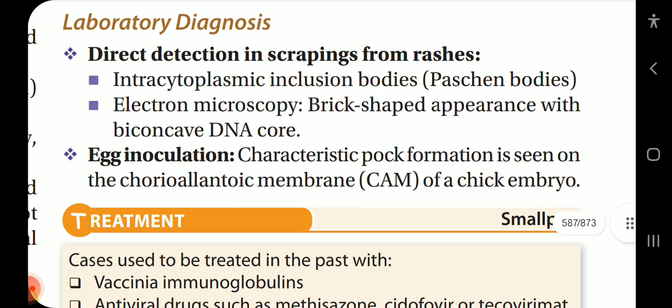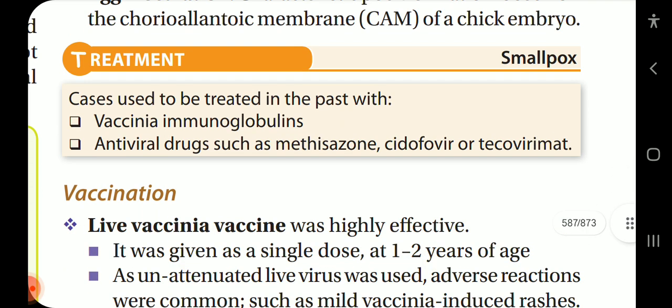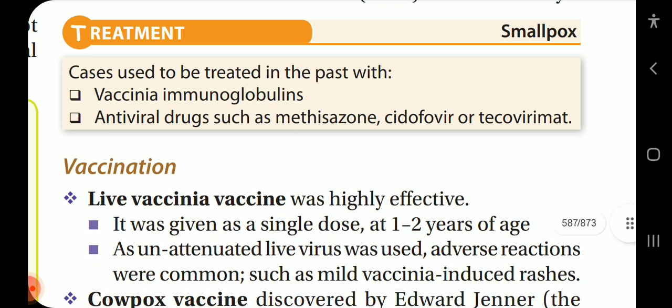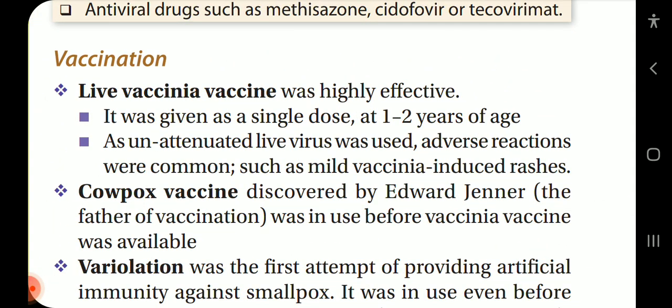Laboratory diagnosis: direct detection in scrapings from rashes shows intracytoplasmic inclusion bodies, Paschen bodies. Electron microscopy shows a brick-shaped appearance with a biconcave DNA core. Egg inoculation: characteristic pock formation is seen on the chorioallantoic membrane, CAM, of a chick embryo. Treatment: smallpox cases used to be treated in the past with vaccinia immunoglobulins and antiviral drugs like methisazone, cidofovir, or tecovirimat.